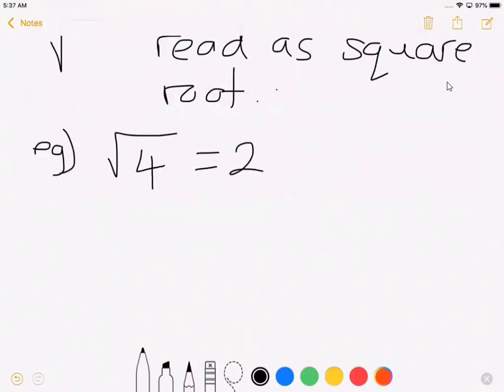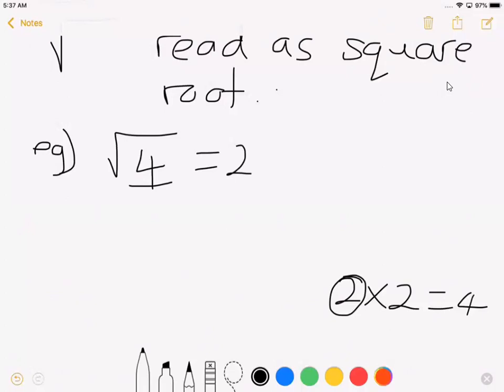But where am I getting that 2? Even if you use a calculator, you will see the square root of 4 is equal to 2. But where is the 2 coming from? When we are looking for a square root of a number, we are looking for a number so that when I multiply that number by itself 2 times, I get what is inside. So 2 times 2 gives you 4. So the square root of 4 is 2.